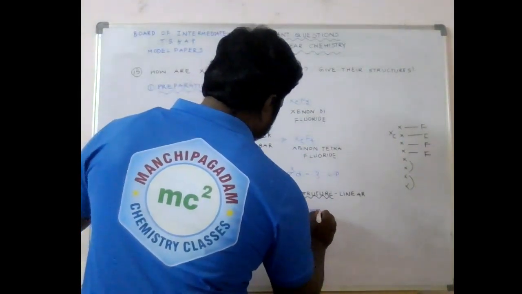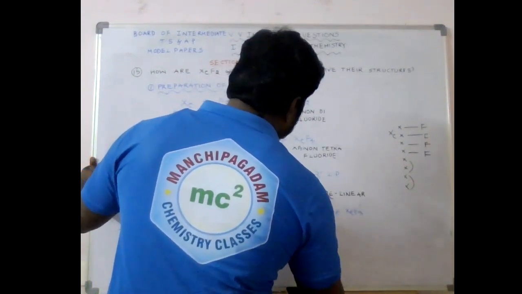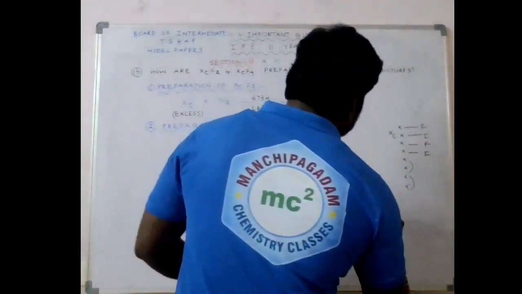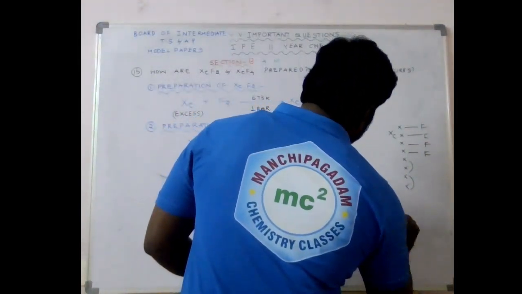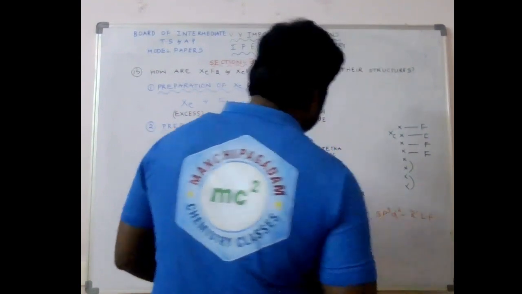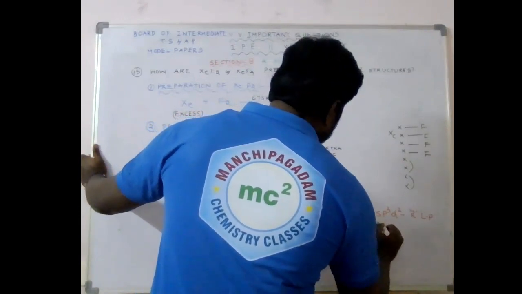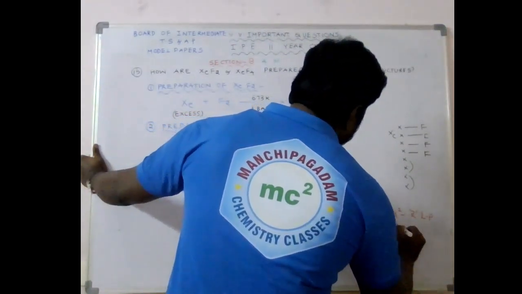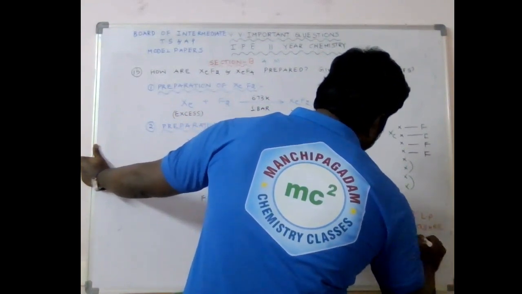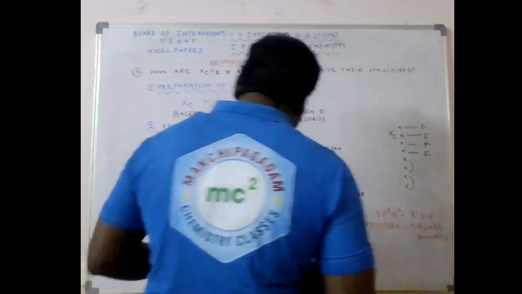Structure of XeF4. Hybridization what? sp3d2. sp3d2 hybridization with two lone pairs. LP means lone pairs. Structure is what? Structure is square planar. Square planar structure. Right? So how can you draw this?